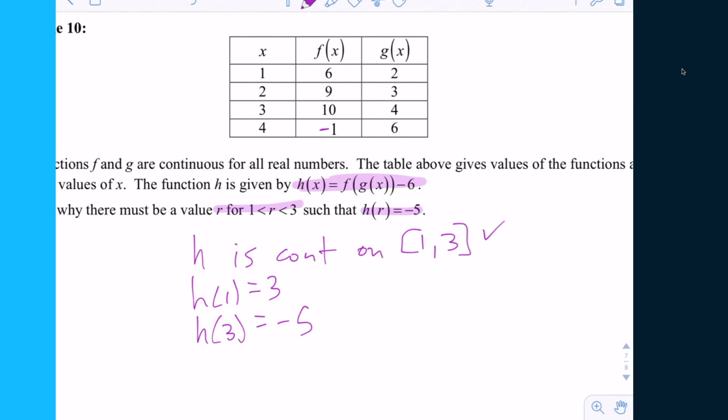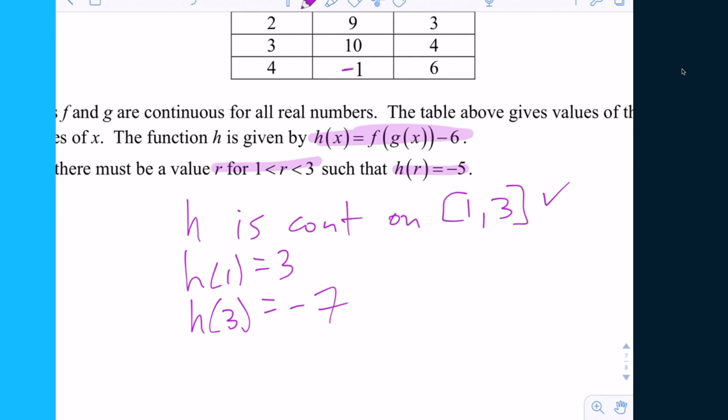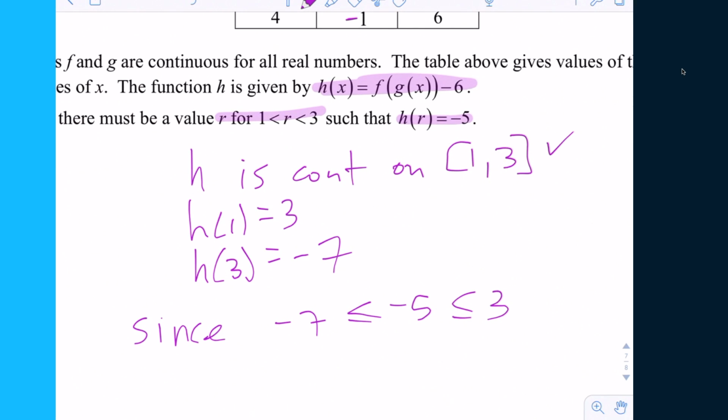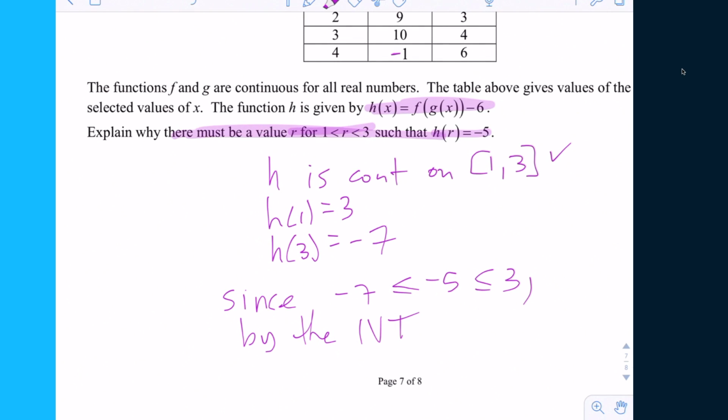So then f of 4 is negative 1. So I get negative 1 minus 6, wait, negative 1 minus 6 is negative 7. Yeah, my bad. There's a negative there. Dang those negatives. Okay, so do we have it? Yes. And then here's what you'd say. Since negative 7 is less than or equal to negative 5 is less than or equal to 3, by the IVT, and then all you have to do is state their words. There must be a value such that. And that's it.